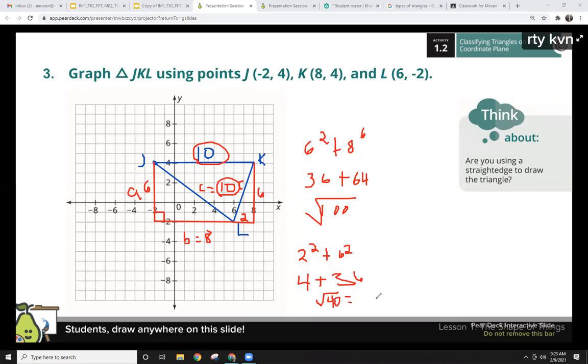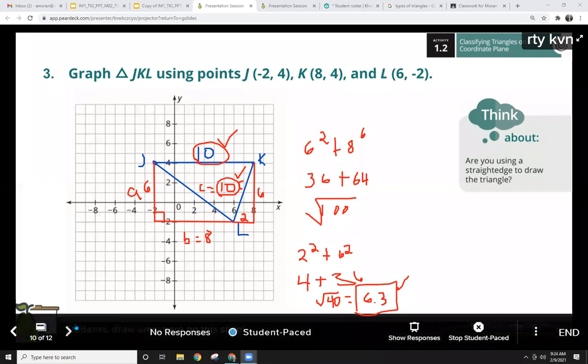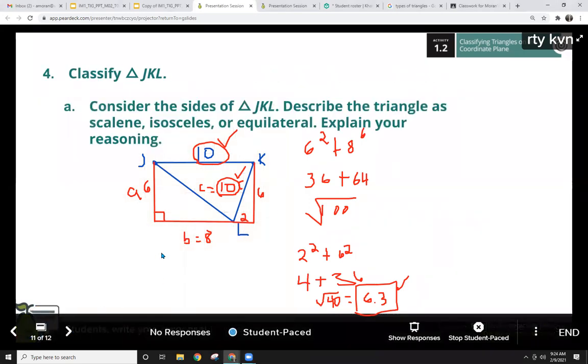The square root of 40 is about, let's see, 6 times 6 is 36, 7 times 7 is 49. So it's closer to 6, so about 6.3 or 6.4, one of those two. I'm just rounding it. But what I did notice was one side is 10, the other side is 10, and the other side is 6.3. So that makes it an isosceles triangle, because at least two sides are congruent.